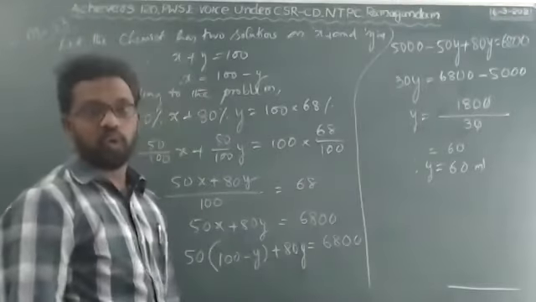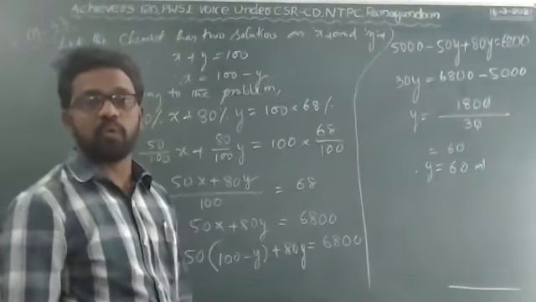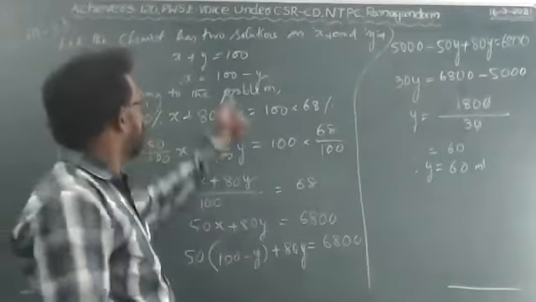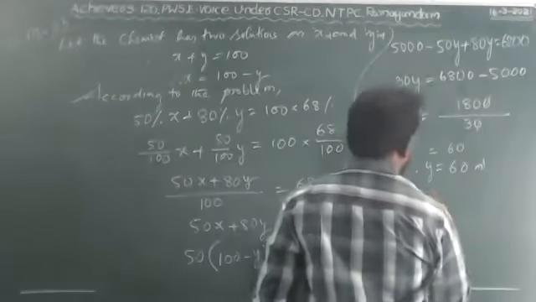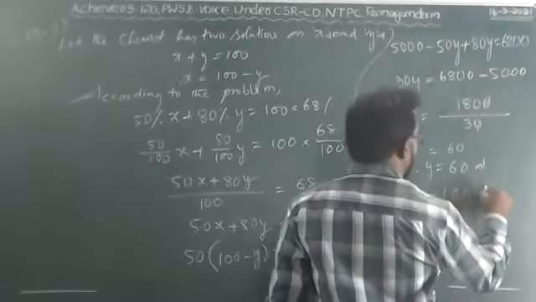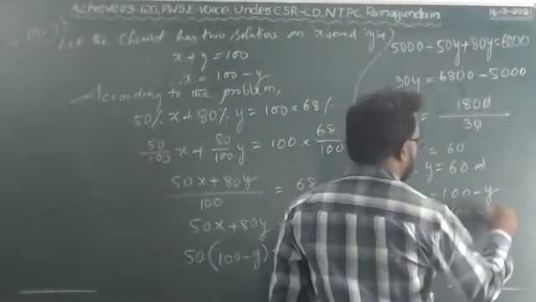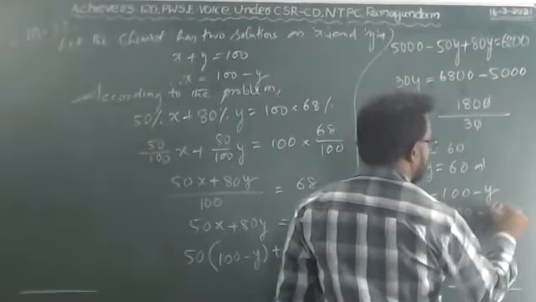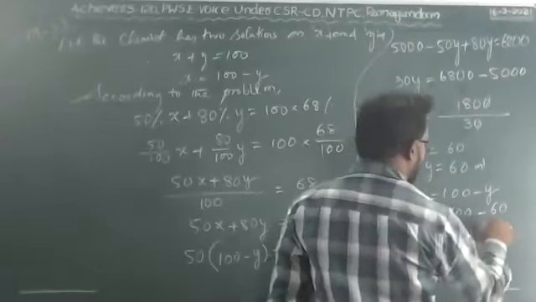So y is equal to 60 ml. Then x is equal to how much, children? 40, obviously, because x equals 100 minus y, and 100 minus 60 means 40 ml.